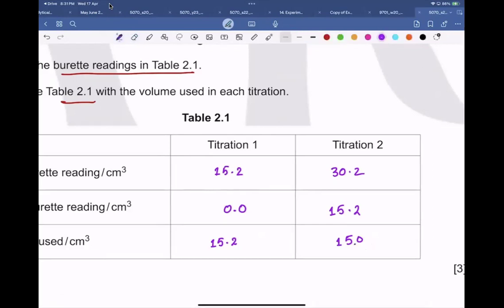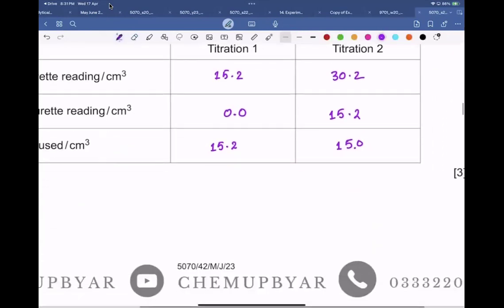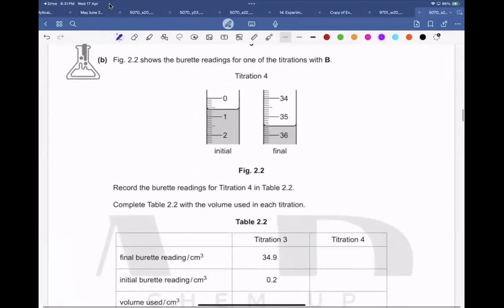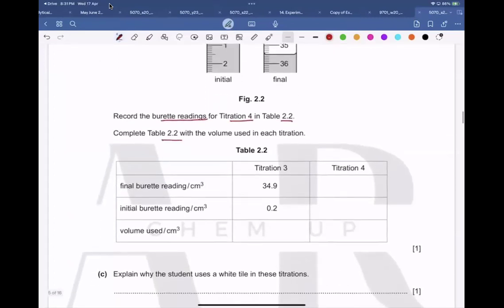It's 15.0. Okay. Now, if you see, figure 2.2 shows the burette reading for one of the titrations with B. Record the burette reading for titration 4 in table 2.2. Complete table 2.2 with the volume used in each titration. For titration 3, they have given you the readings, so you have to just subtract them.